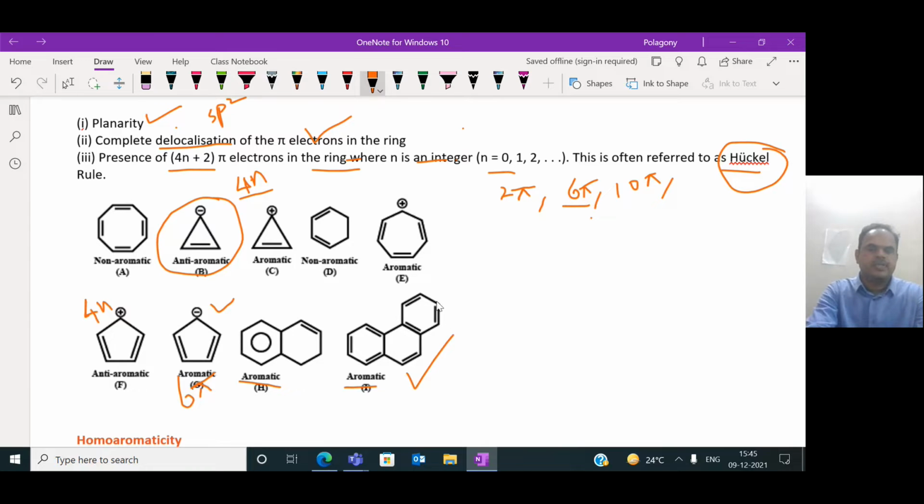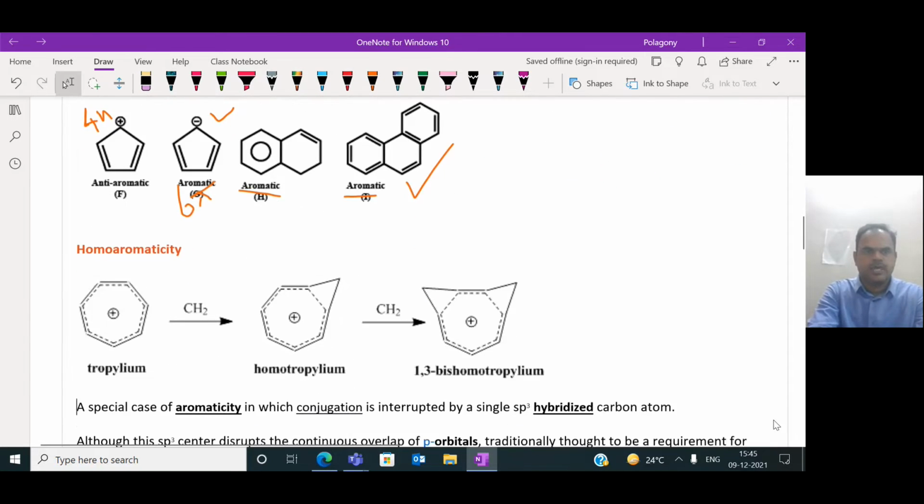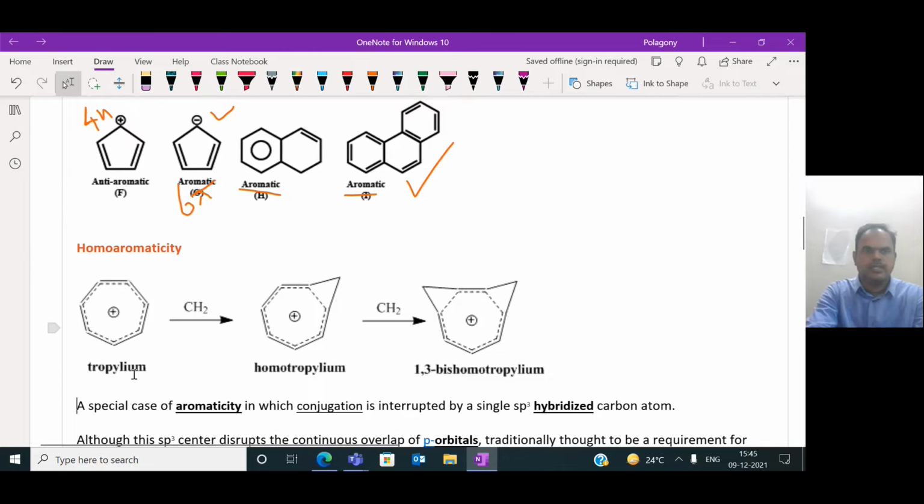That means here we can classify the molecules, hydrocarbons, as aromatic, non-aromatic, or anti-aromatic, and a fourth category is there, homoaromaticity. So what is homoaromaticity? Look at this homoaromatic molecule, that is the tropylium ion. This ion has that homoaromaticity. In this homoaromaticity, what happened? This is a special case of aromaticity.